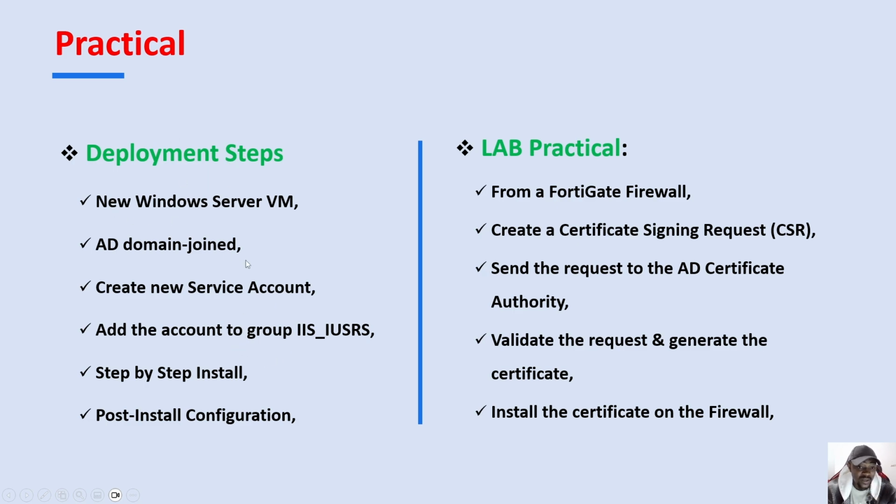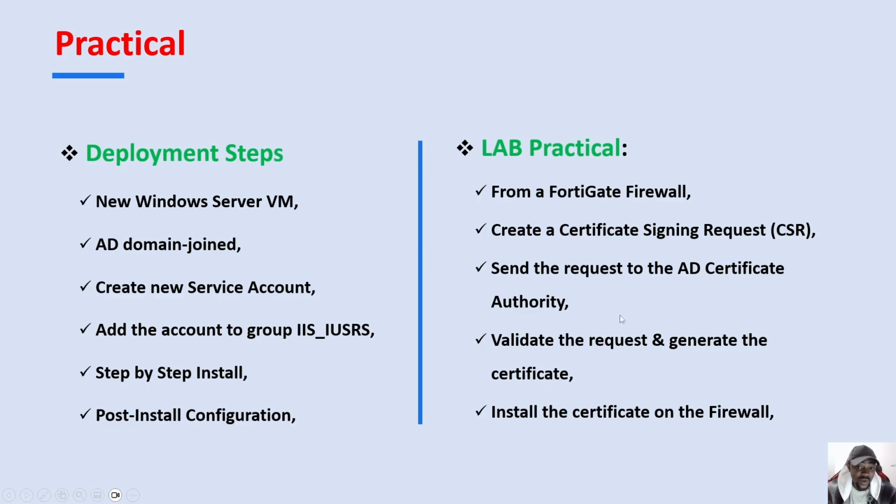So here what we are going to do is proceed with the deployment steps. On my network, we have a server that is actually domain joined. You've created a new service account, and added the service account to this group. So during the implementation, you'll understand why we need the account in this group. We'll go with the step-by-step installation, then we'll proceed also with post-install configuration. Then after that, one of the labs; for now I've just prepared this one lab.